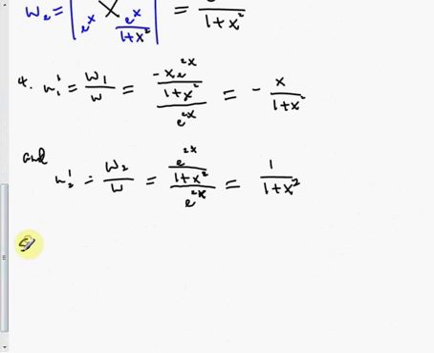Step 5 says integrate what you have there, so that u sub 1 is negative the integral of x over 1 plus x squared dx. What is that equal to?